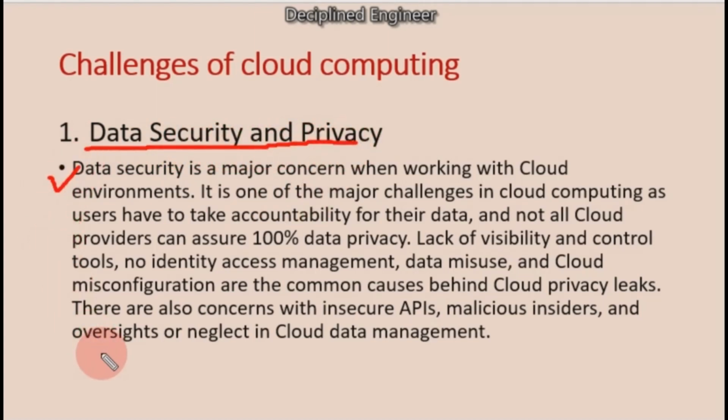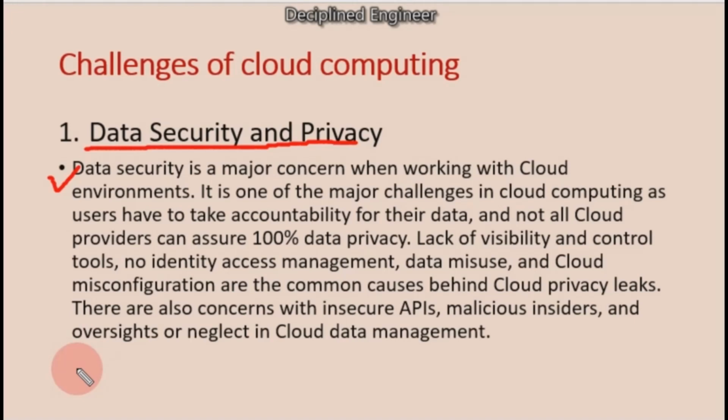So let's see first what data security and privacy is. When you work with cloud environments, keeping your data secure is a big concern. It is a challenge because you are responsible for your own data. Not all cloud providers can guarantee that you will be completely private.